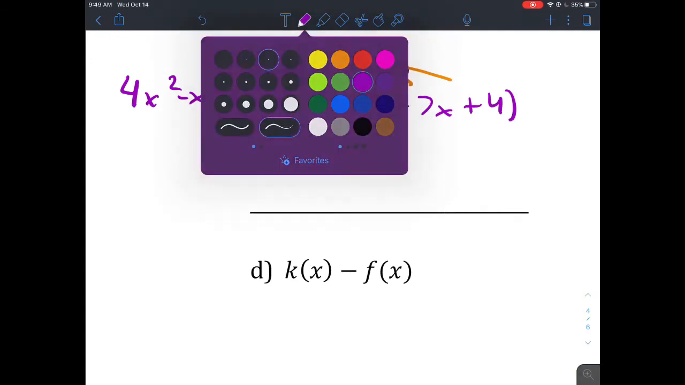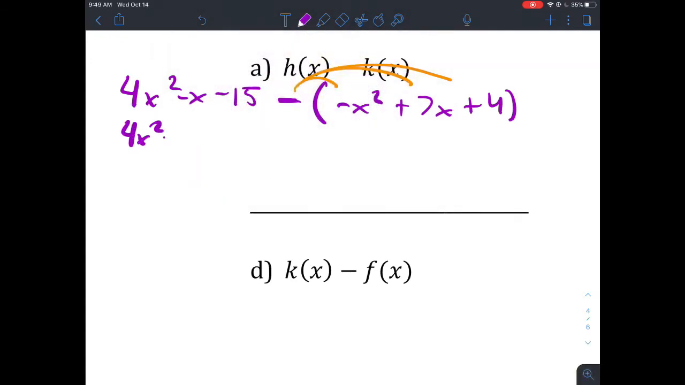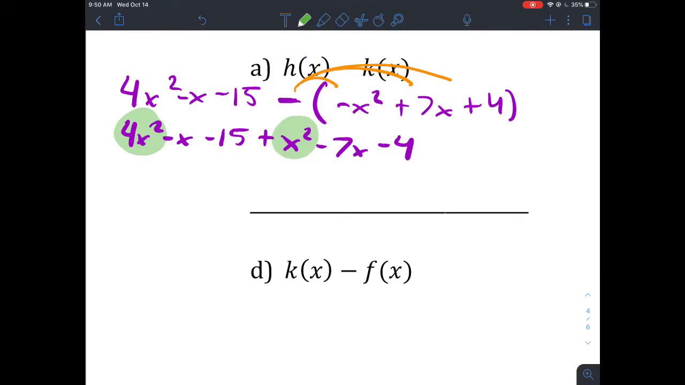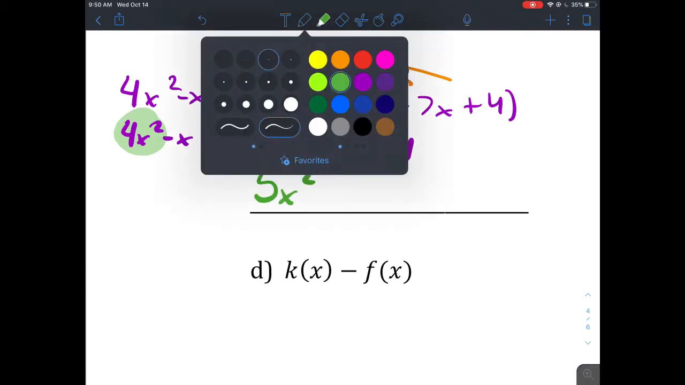That first function is going to stay the same. We get 4x squared minus x minus 15. And then we end up with plus x squared minus 7x minus 4. Notice how the signs of all of those terms change. That's super important. Now we're going to combine like terms. Now it's just like the problems above. After you distribute that negative, you just combine like terms. So we get 5x squared.